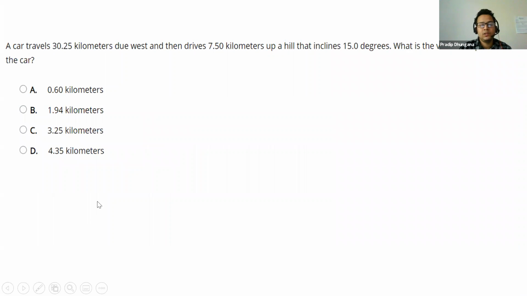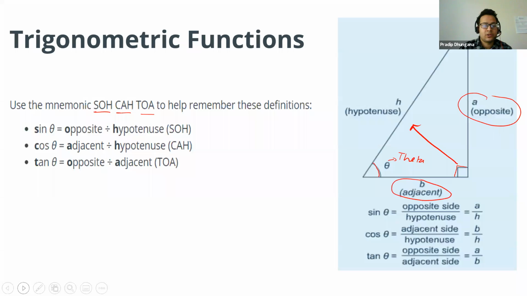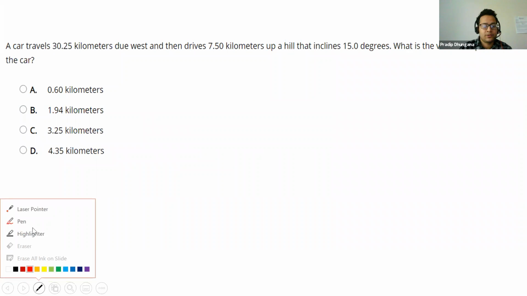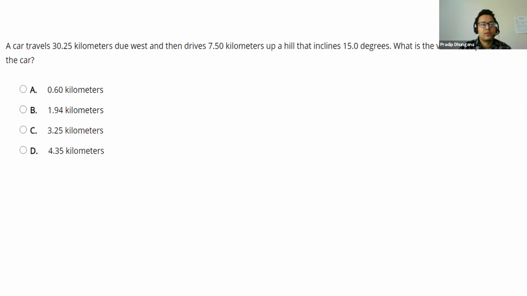Now let's solve this problem. We'll use the concept that we have just learned to solve some problems. A car travels 30.25 km due west and then drives 7.50 km up a hill that inclines 15.0 degrees. What is the vertical displacement of the car?